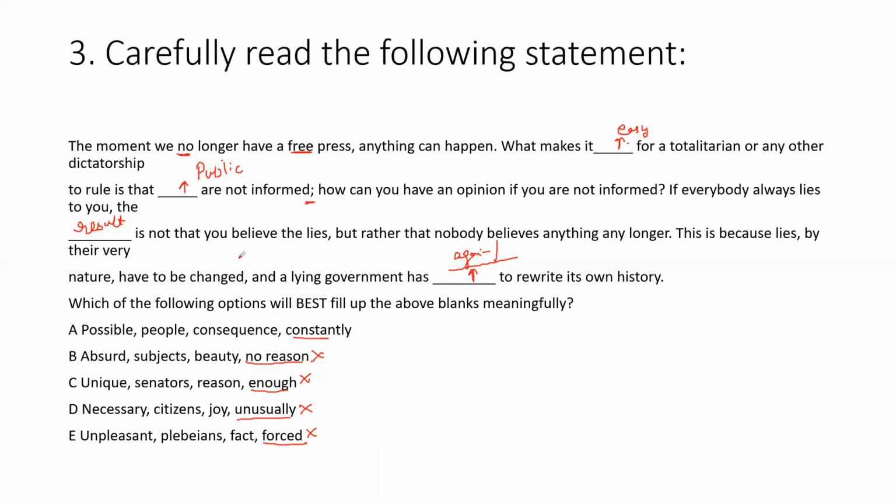Similarly, you might have started with the first word, which is easy. If you look at easy, it cannot be unique, cannot be necessary, cannot be unpleasant, cannot be absurd also. Similarly, if you take up the second word, subjects could have been removed easily, senators could have been removed easily. And if you look at the third word also, we're looking for result, not beauty, reason, joy, so or fact. So you could have picked up any of the words, and there is easy elimination in this question, which makes it like you should have attempted it.